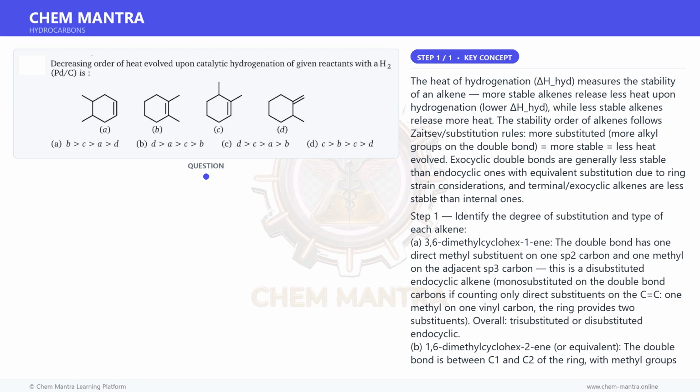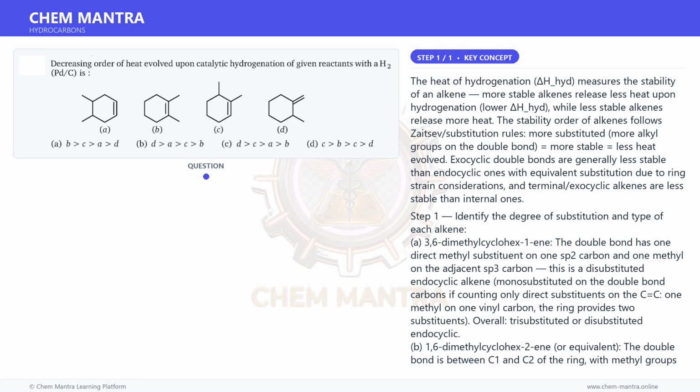D. 1-methylmethylenecyclohexane, exocyclic double bond. The double bond is exocyclic, C=CH2, which is less stable than an endocyclic double bond of similar substitution. This is essentially a 1,1-disubstituted exocyclic alkene, but exocyclic alkenes are destabilized relative to endocyclic ones.